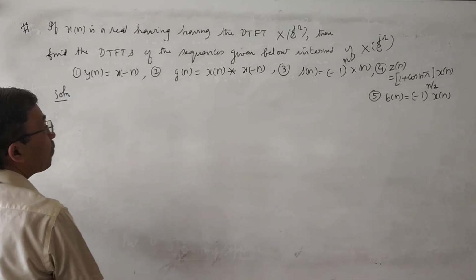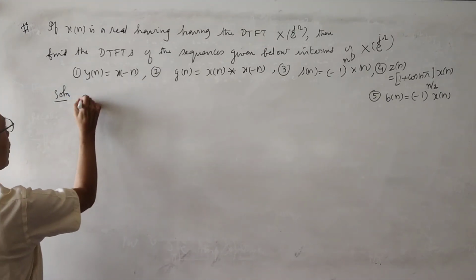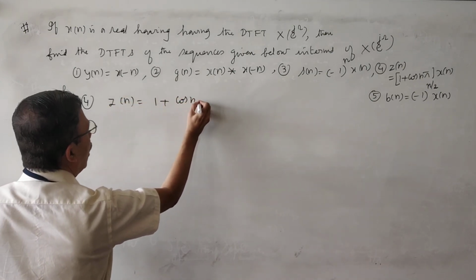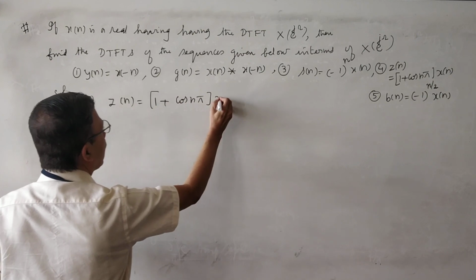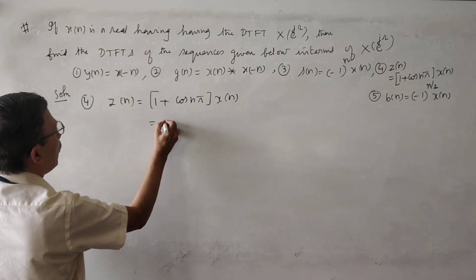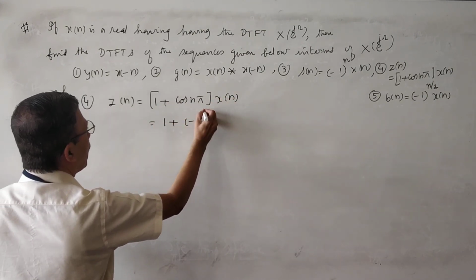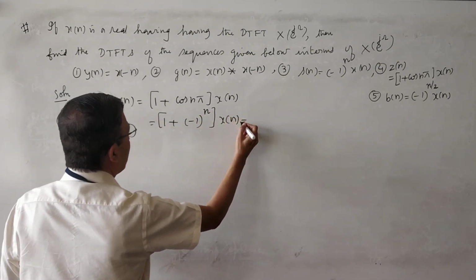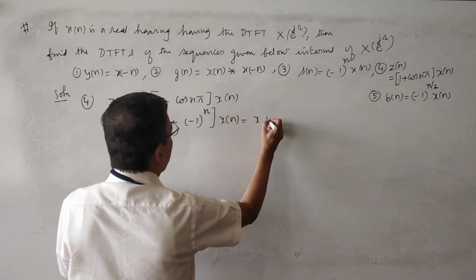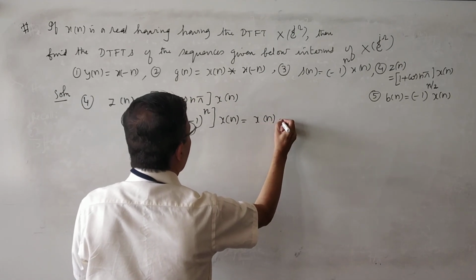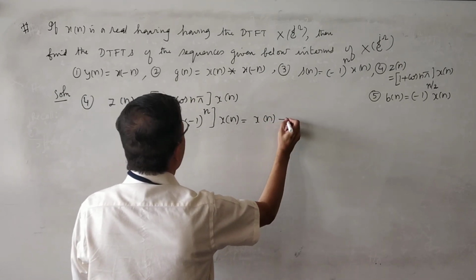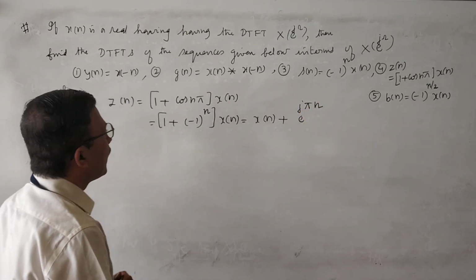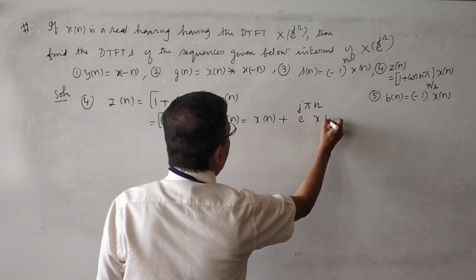Fourth one, z of n is equal to 1 plus cos n pi into x of n. Cos n pi is what? Cos n pi is minus 1 to the power n. I can remove the brackets: x of n plus minus 1 to the power n into x of n. Minus 1 to the power n I'll write as e to the power j pi n into x of n.